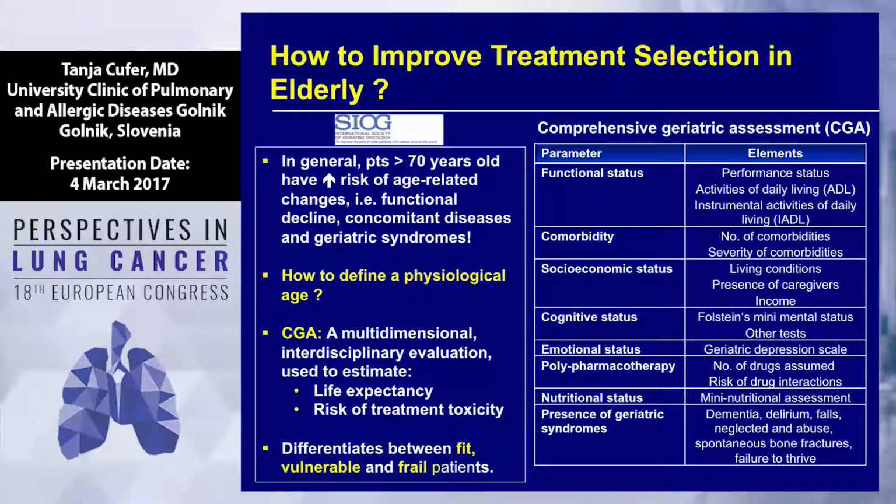What is very important to help you figure out the biological, physiological age of the patients you are treating in your everyday practice is to think about the functional status of these patients, performance status, comorbidities, cognitive status, emotional status, nutritional status, and also socio-economic status. Especially in my country, sometimes we forget about the socio-economic status.